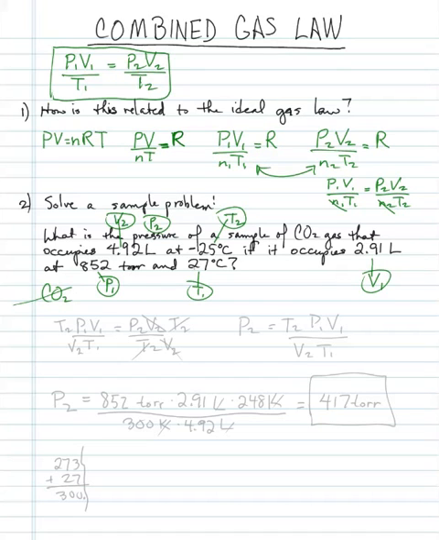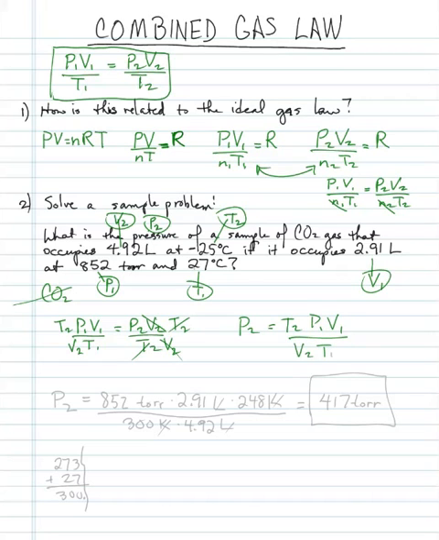Okay, on to our problem here. We are going to solve for P2, right? That's the unknown here. So we have P1 V1 over T1 equals P2 V2 over T2. If I'm solving for P2, I want to get rid of V2. So I'm going to divide both sides by V2, and then it cancels out. Then I'm going to multiply by T2 on both sides. My T2 cancels on that side, and then I have P2 equals T2 P1 V1 over V2 T1.